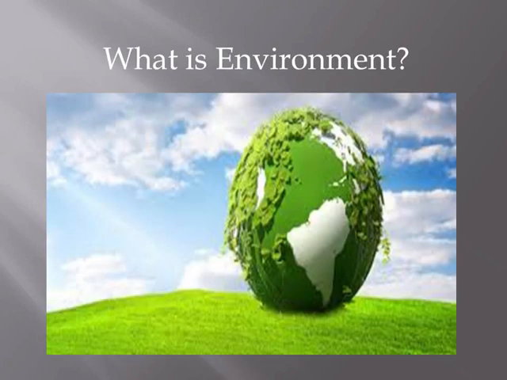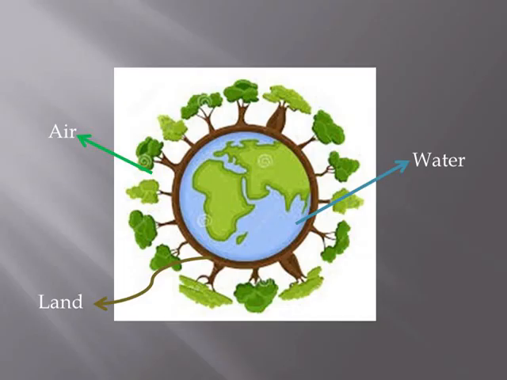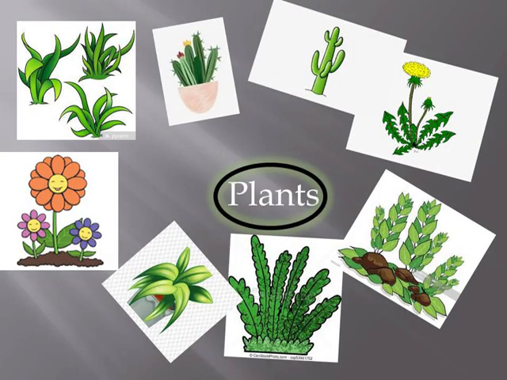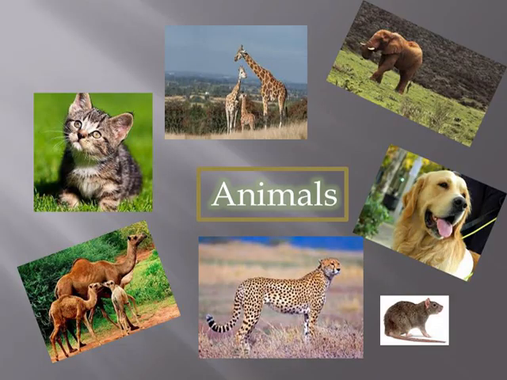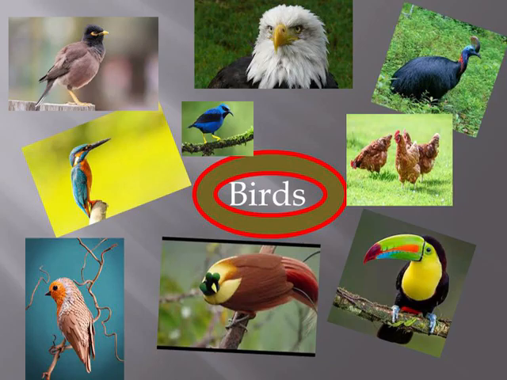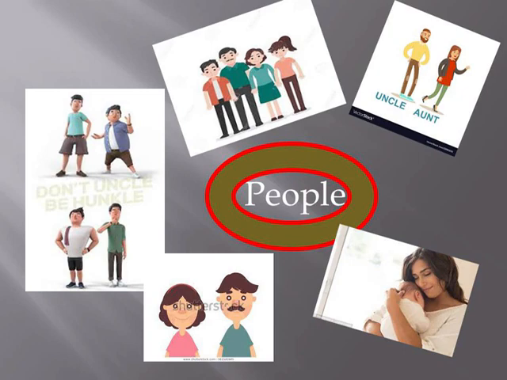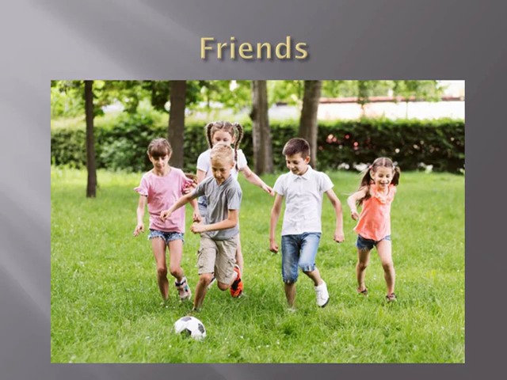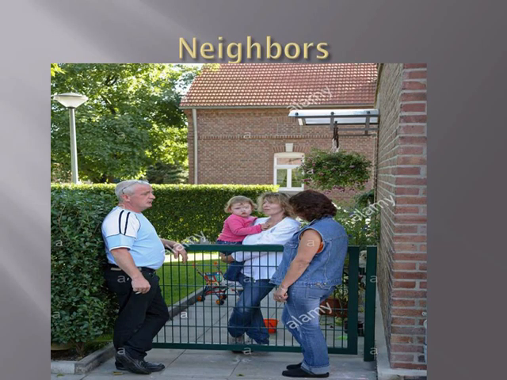What is environment? Environment consists of air, water and land. It consists of everything we see around like trees, plants, flowers, animals, birds, people. People like mother, friends and neighbors. They all together make environment.